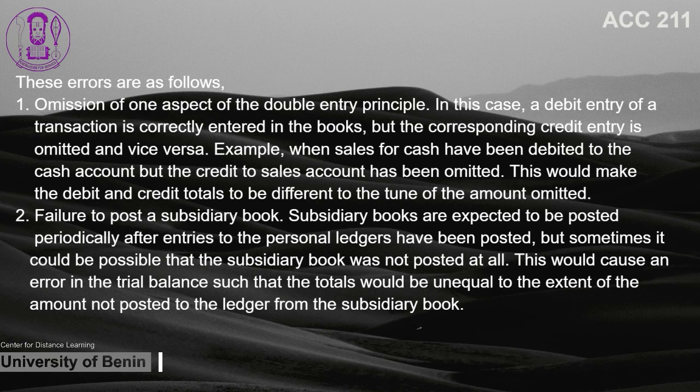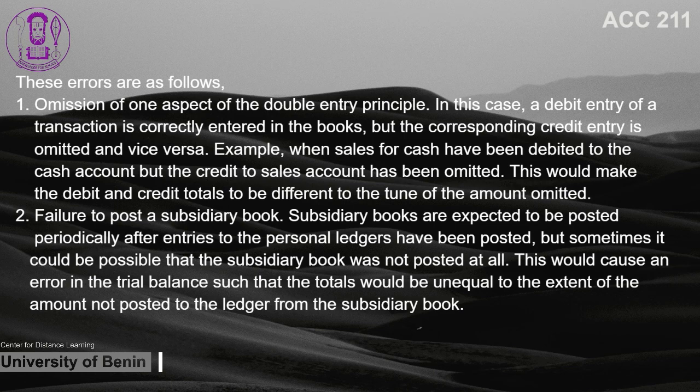1. Omission of one aspect of the double entry principle. In this case, a debit entry of a transaction is correctly entered in the books, but the corresponding credit entry is omitted and vice versa. For example, when sales for cash have been debited to the cash account but the credit to the sales account has been omitted. This would make the debit and credit totals different to the tune of the amount omitted.